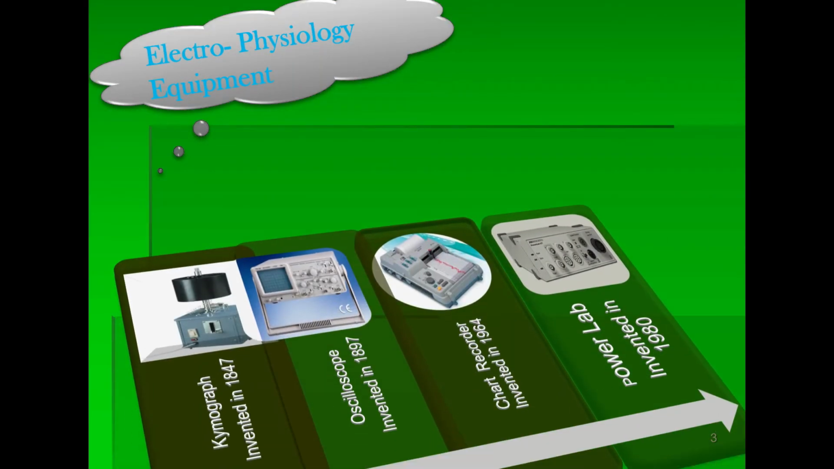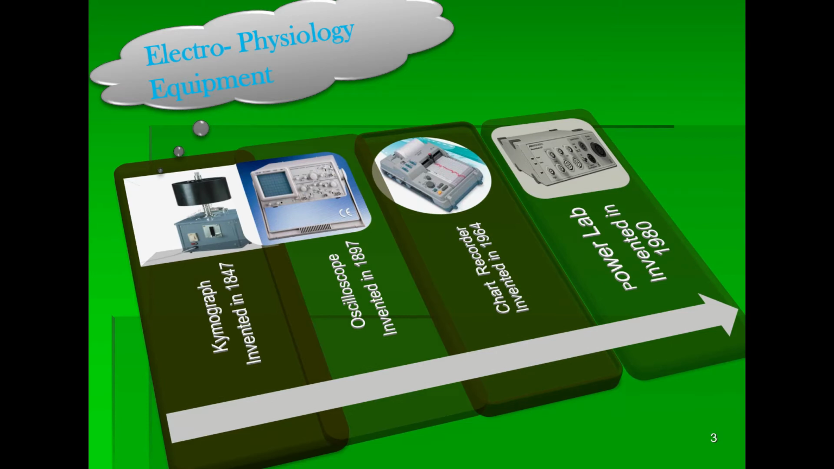So before that, I would like to share the history of the equipments that were used in the Department of Physiology for the experiments. Initially, the first one was the kymograph, you can see the position of my mouse. This is the kymograph and it was invented in 1847. It is still used in many medical colleges all over the world. But in our university, we are using the most latest invention, the Power Lab.